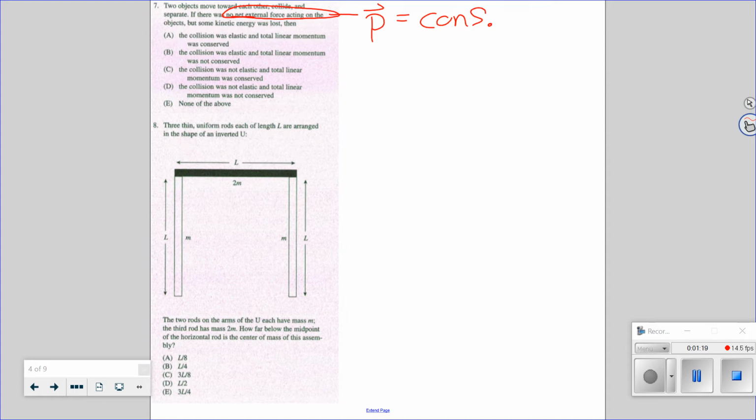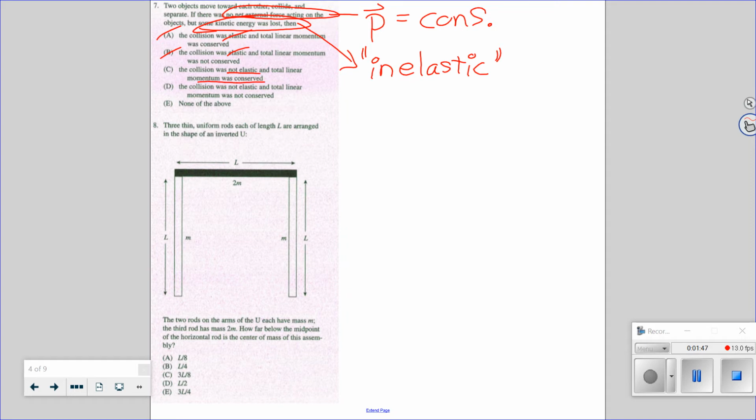But some kinetic energy was lost. Some kinetic energy lost means inelastic. That's what inelastic means. Plain old elastic means kinetic energy conserved. So everywhere it says elastic, no, it's not that one, because it says in code words here, kinetic energy lost, inelastic. Was not elastic, aha, and linear momentum was conserved.